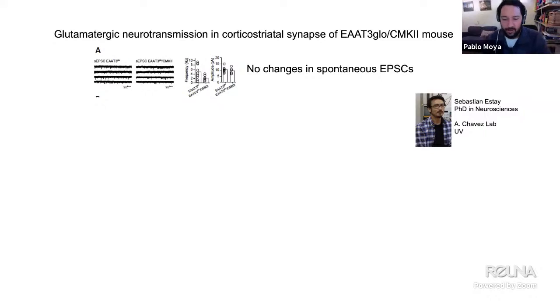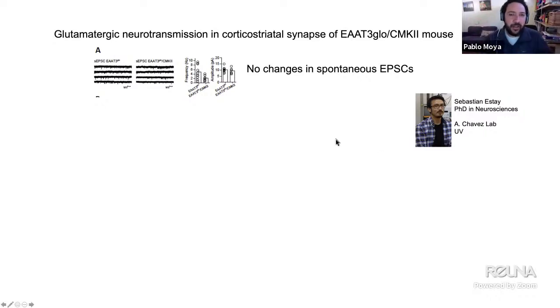Okay, so some of the audience might be asking, where is something about memory in this talk. So we analyzed it, and based on the contribution of the corticostriatal transmission to the OCD-relevant behaviors, we focused our initial analysis in this model on the corticostriatal synapse. This is a beautiful work done in the Andres Chavez lab by Sebastian Stein.